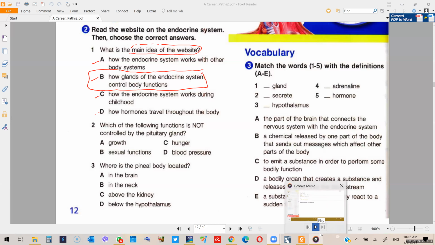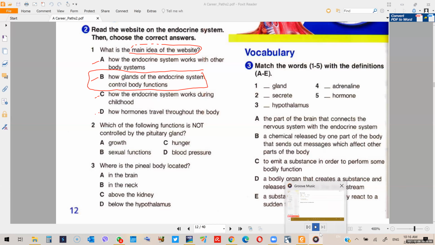The answer is how these glands control body functions, from growth to hunger to sleep to sexual activities. All of these are controlled by the endocrine system. The hormones travel throughout the body to control certain functions. Major glands of the system and their purpose include the following. Pituitary gland. This gland, at the base of the brain below the hypothalamus, secretes 9 hormones that control important functions. These include growth, blood pressure, and sexual functions.